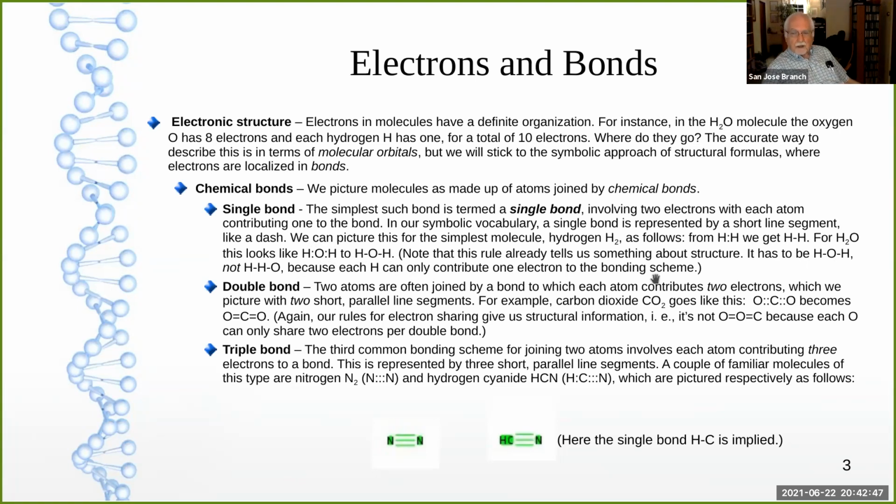So the rule that each line represents a pair of electrons that are being shared between the two atomic nuclei already tells us something about structure, because following that rule, the structural formula for H2O has to be HOH like this and not HHO, because each hydrogen can only contribute one electron to the bonding scheme.